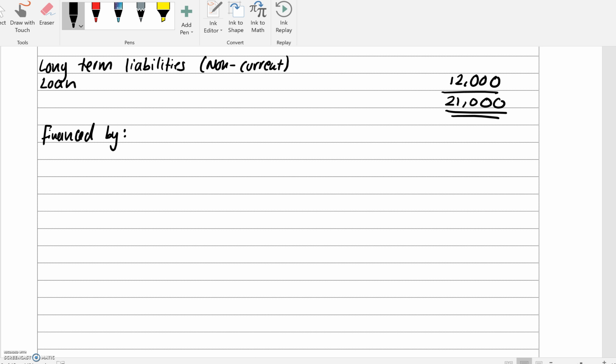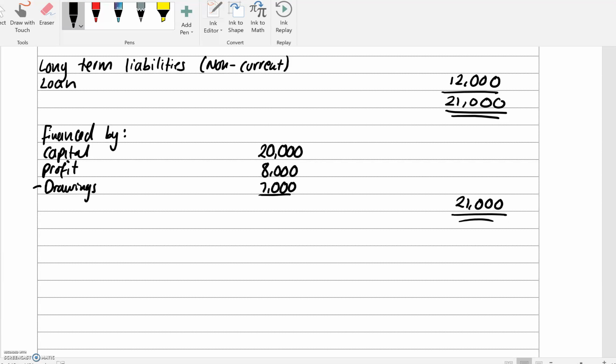So very quickly, a finance buy is basically how you pay for the assets. So you will have capital, you will have profit for the year, and you would minus any drawings. I'll let you put the figures in. You can say you have capital 20,000, profit 8,000. You minus the drawings because it's taken out of your capital, and you should end up, hopefully, if you've done it correct, with the same figure from the top half of your balance sheet. That's why it's called a balance sheet, because the top half needs to balance with the bottom half.